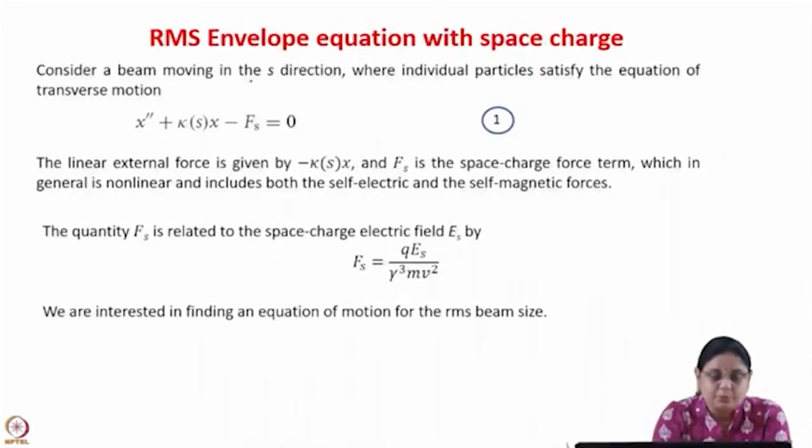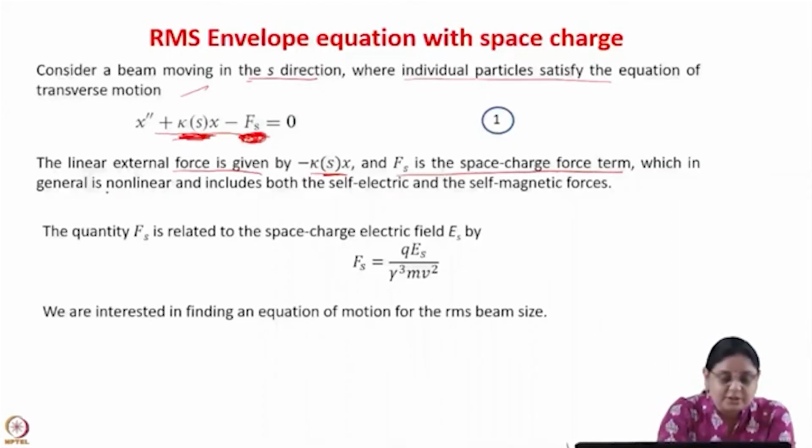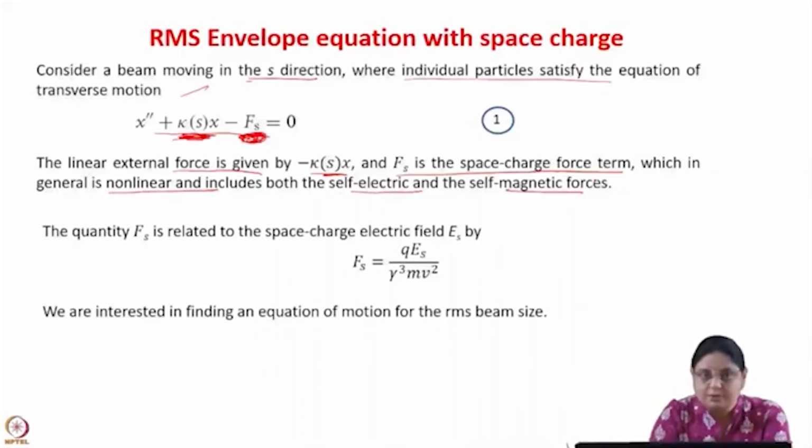So let's consider a beam moving in the S direction, where the individual particles satisfy the equation of transverse motion. So this is the equation of transverse motion. Now we have an additional force here. This is the external force due to the quadrupole, and this is the force due to the space charge of the beam itself. The linear external force is given by minus ksx, and fs is the space charge force term, which in general is non-linear, and it includes both the self-electric and self-magnetic forces, which we have seen.